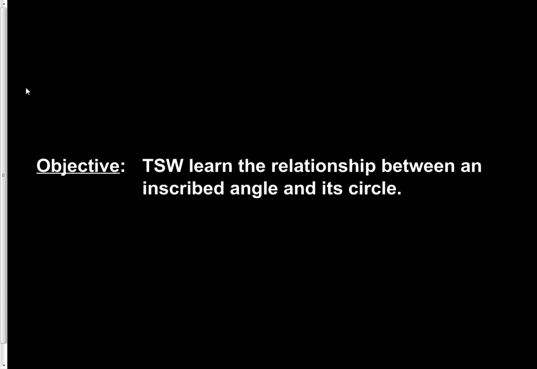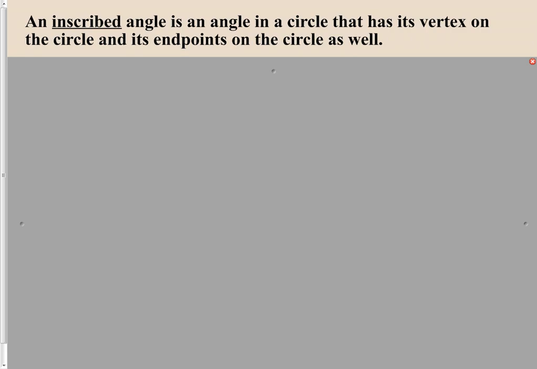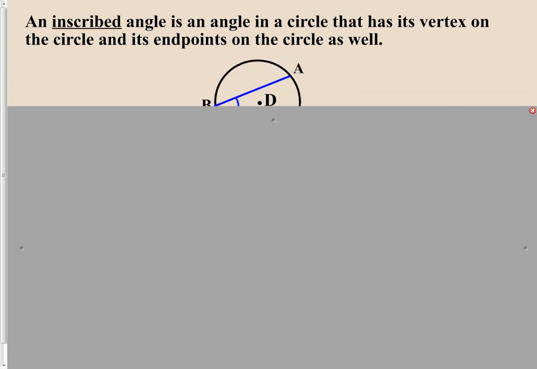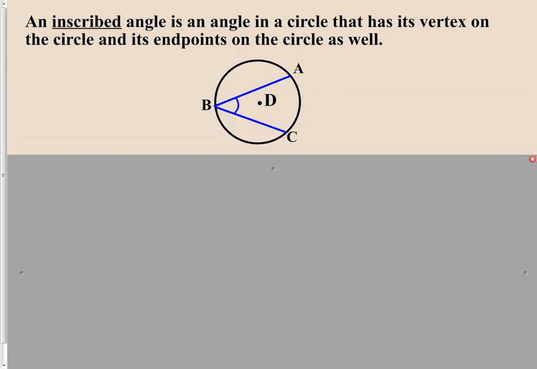Okay, so let's take a look at inscribed angles. Here's your definition. An inscribed angle is an angle in a circle that has its vertex on the circumference of the circle and its endpoints on the circle as well. Now I'll give you a diagram to accompany this definition. A typical inscribed angle might look like this.